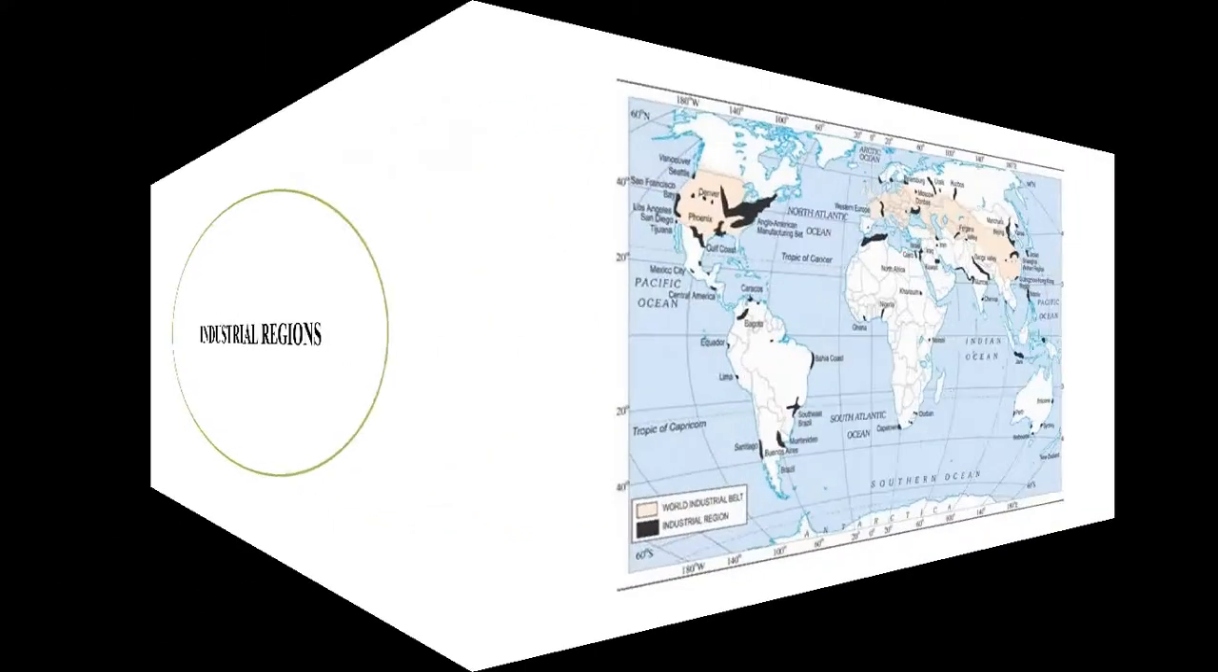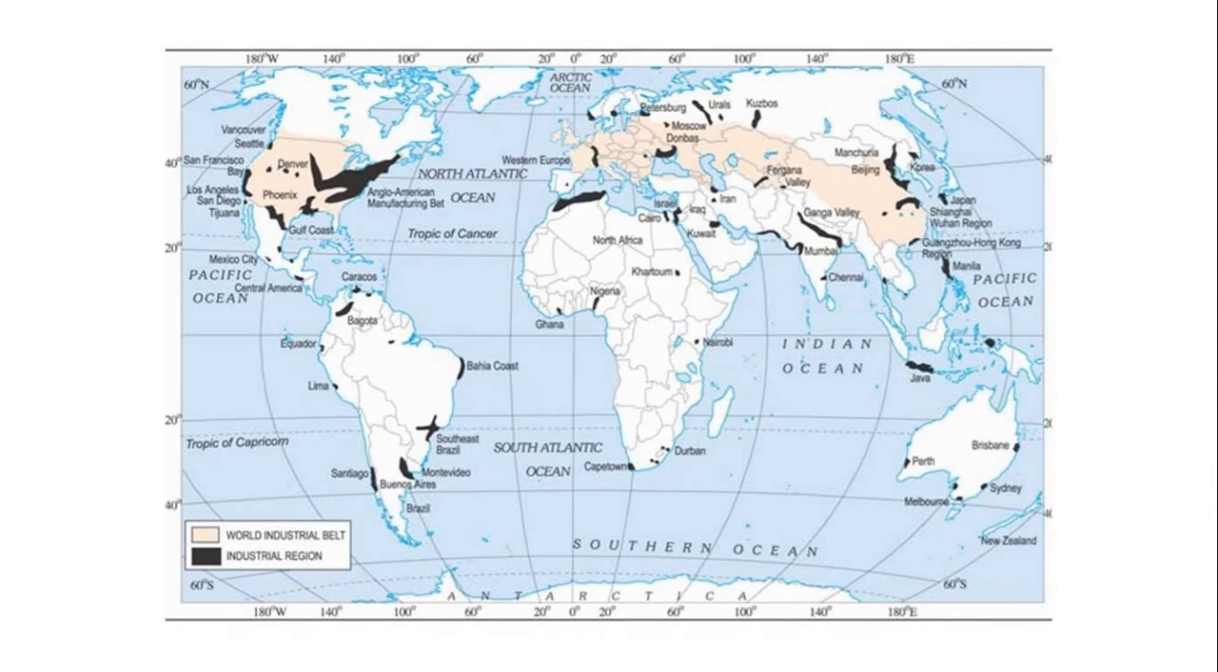The major industrial regions of the world are the Great Lakes Industrial Region of the United States of America, the Ruhr-Saar Industrial Region of Germany, London Industrial Region of the UK, and the Ukraine-Urals Industrial Region, which is confined to coal fields and seaports. Most of the industrial regions of the world are located in temperate regions.